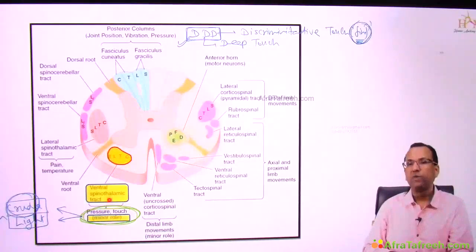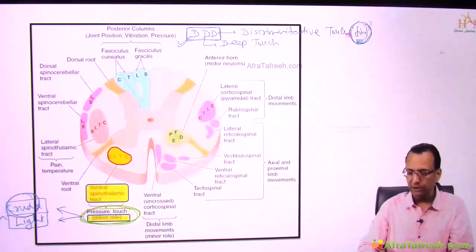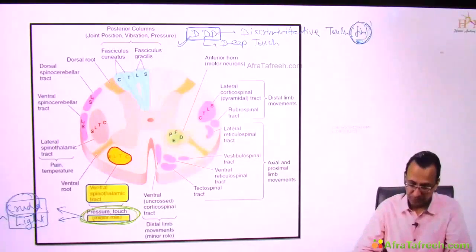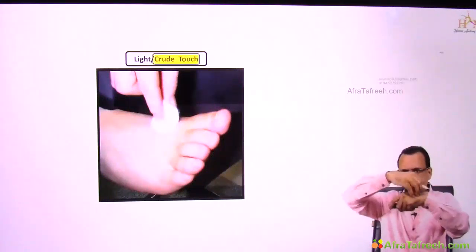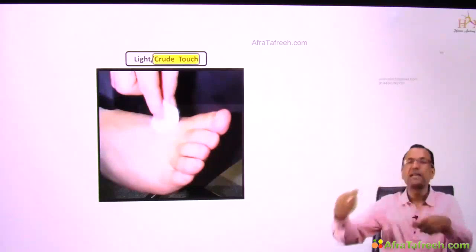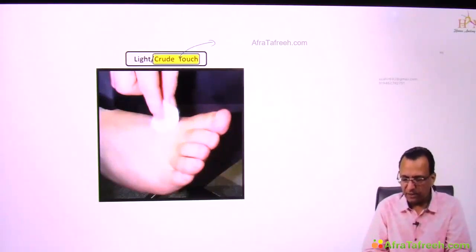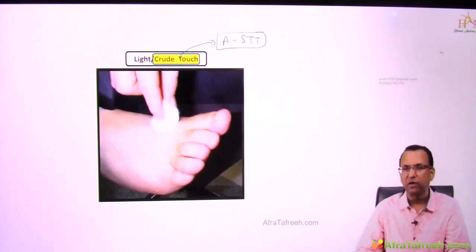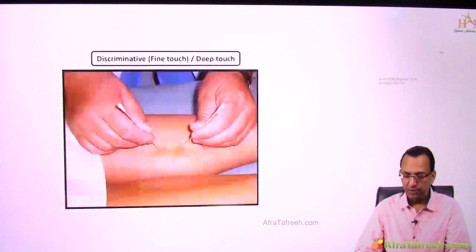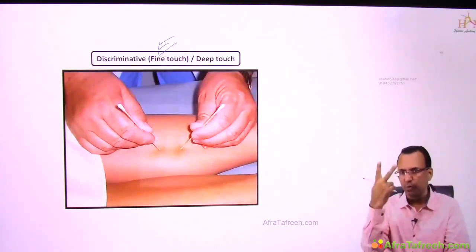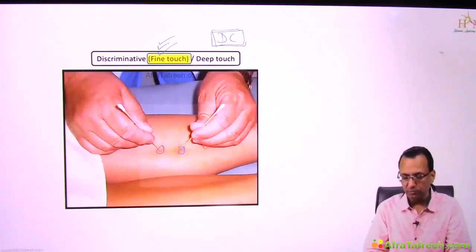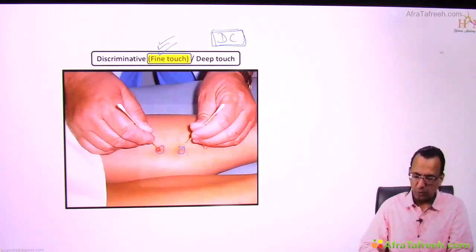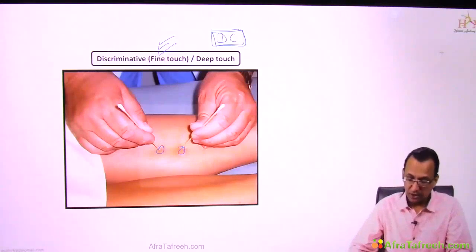And who carries the fine touch? That is important for 2-point discrimination, carried by the dorsal column. Let me show you a diagram also. Take a cotton and touch the skin over a wide area. It is crude touch, and it is also light touch. Light touch and crude touch are carried by the anterior spinal thalamic tract. But deep touch, which requires fine touch like 2-point discrimination, where you touch 2 points, is carried by the dorsal column. This is the difference. Okay, fine.